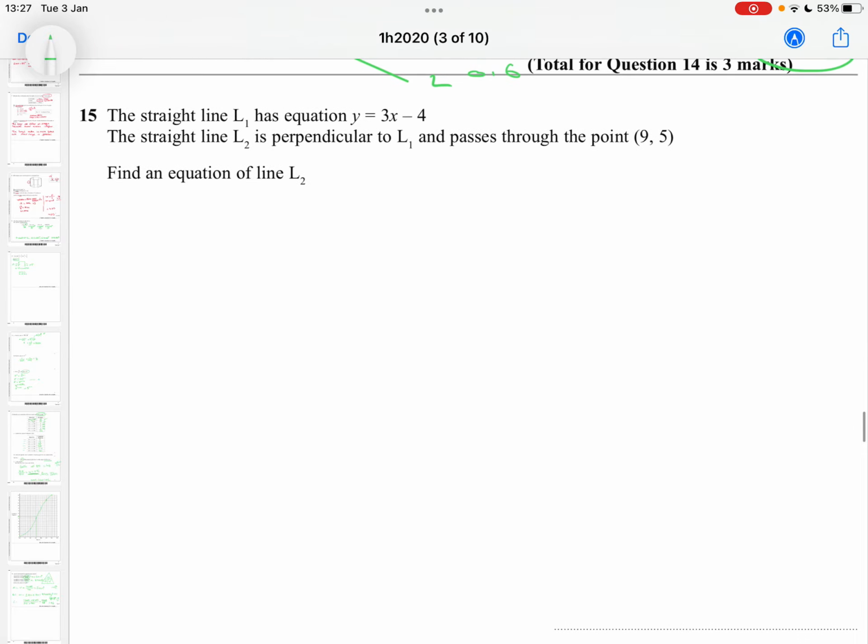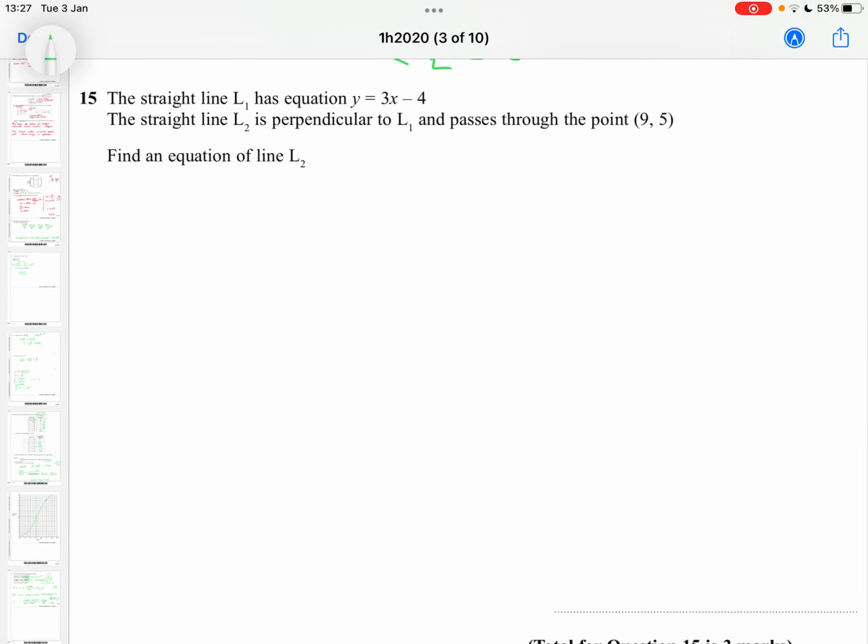Okay, right, the next one then, question 15, we have an equation of a line which is y equals 3x minus 4. The straight line of the second one is perpendicular and passes a specific point. Find the equation of line 2. From the first line, I can see that the gradient is 3. If something is perpendicular, if you times the first gradient with the second gradient, it has to equal -1. So it's the negative reciprocal. So for line 2, my gradient is going to be -1/3.